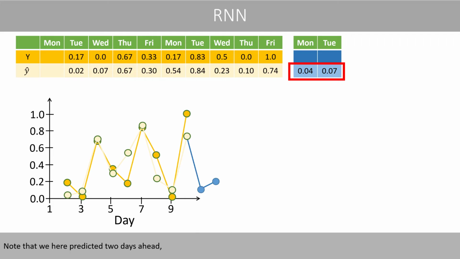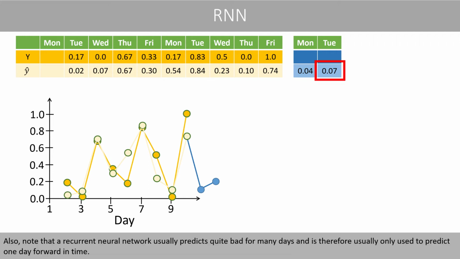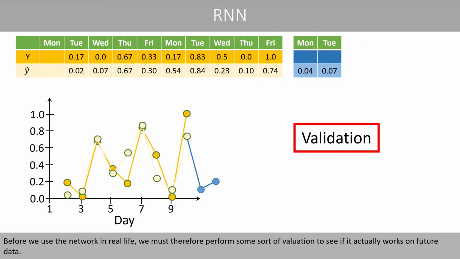Note that we here predicted 2 days ahead, but since we do not have any true values to compare with, we have no idea how good these predictions are. Also, note that a recurrent neural network usually predicts quite bad for many days, and is therefore usually only used to predict 1 day forward in time. Before we use the network in real life, we must therefore perform some sort of validation to see if it actually works on future data.